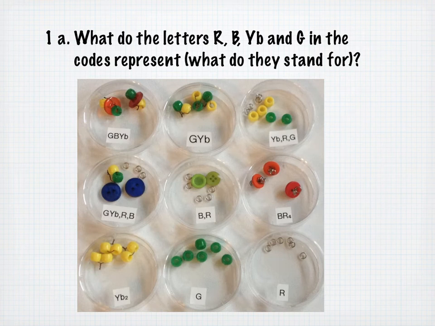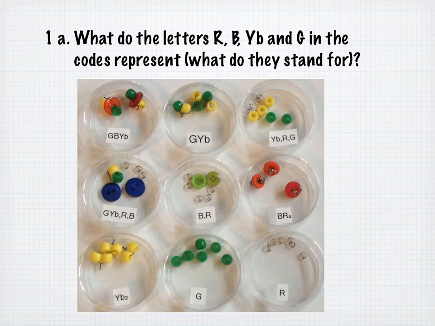So for question 1, it's asking you, what do the letters R, B, YB, and G in the codes represent? So what do they stand for? When you look at the different items within the dishes, what do you think the G stands for? Look at all of them, see the capital G, and try and describe what that is representing inside the dish.